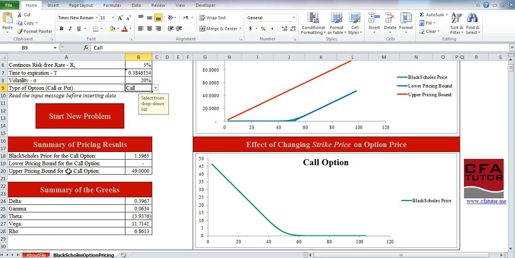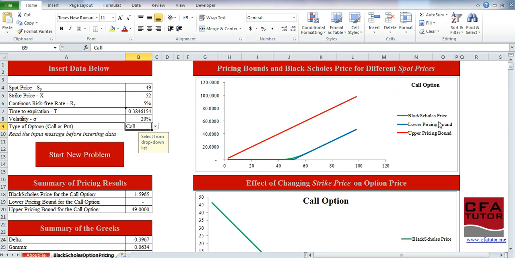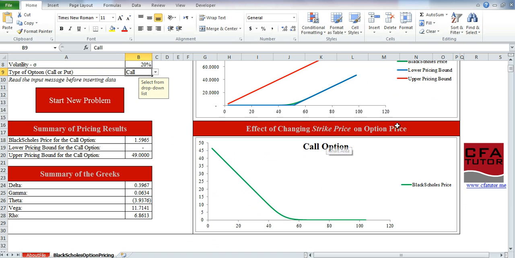This is the lower and upper pricing bounds which were found earlier, and as you can see from the graph, the Black Scholes price over the range of different spot prices, which is the green one, doesn't show very well over here. It lies in between the upper and lower pricing bounds, so in a way it is a good model to use. Over here we can see the effect of changing the strike price on the option price, and as the strike price increases, the call option price decreases, which is an expected result as well.